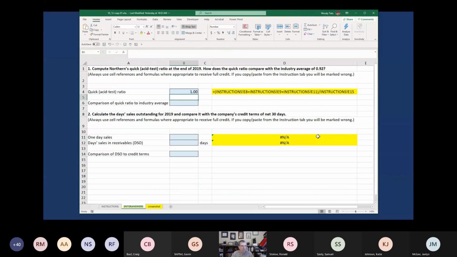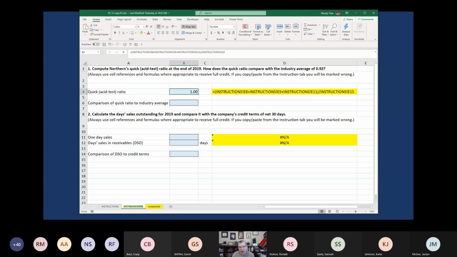Okay, so you see the formula there. What I'm doing in the parentheses is taking my cash plus my short-term investments plus my net accounts receivable, and that has to be in parentheses so those can be added together, and then we divide by current liabilities.